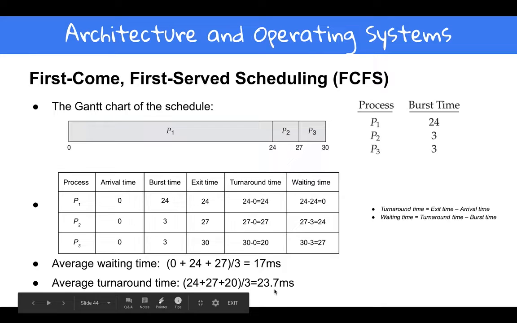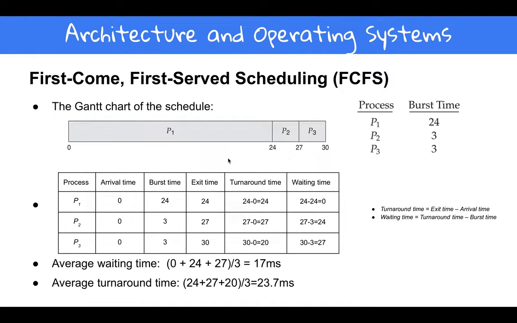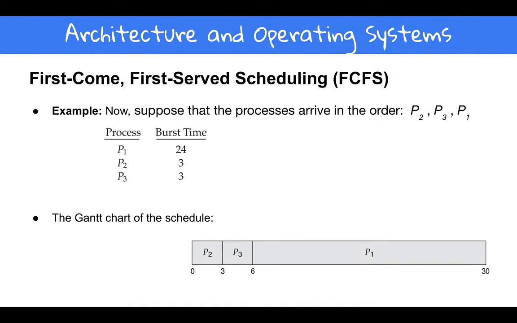As you see, the turnaround time and waiting time are quite high here, because they took only 6 milliseconds for these two processes, but they had to wait 24 and 27 milliseconds. So it's not an efficient algorithm. But this is the very basic one. Next one, if we change the order of them, let's see what happens.